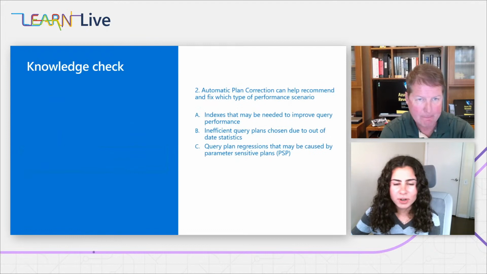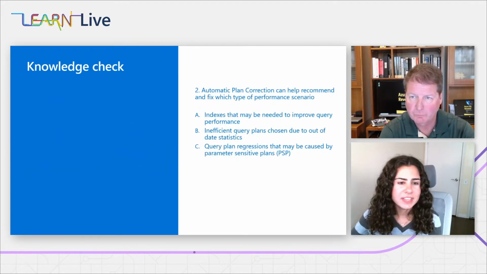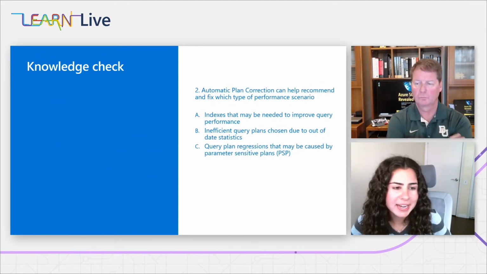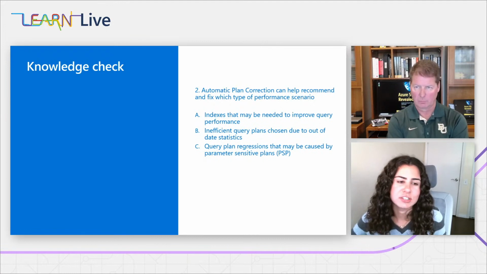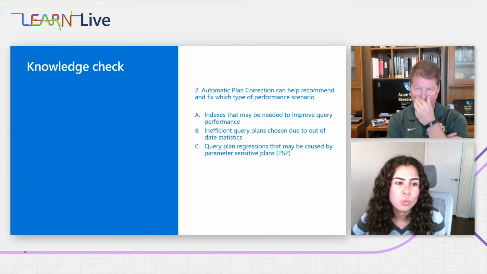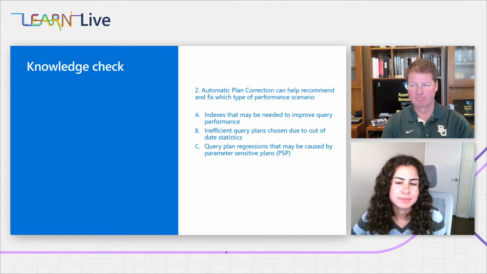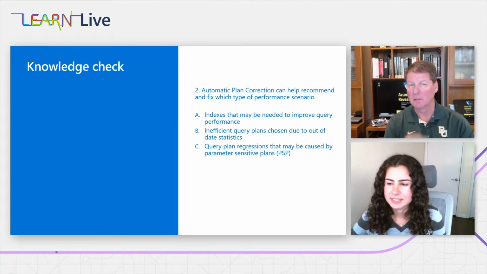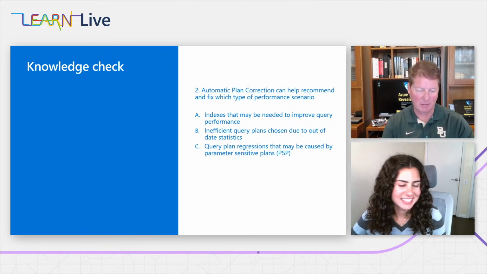We've got one more question. This one is about automatic plan correction. Automatic plan correction can help recommend and fix which type of performance scenario? We did talk about this when we just talked about it, right? Yes. I used a certain term when I talked about this technology. That's the clue there. Did everybody get that one?